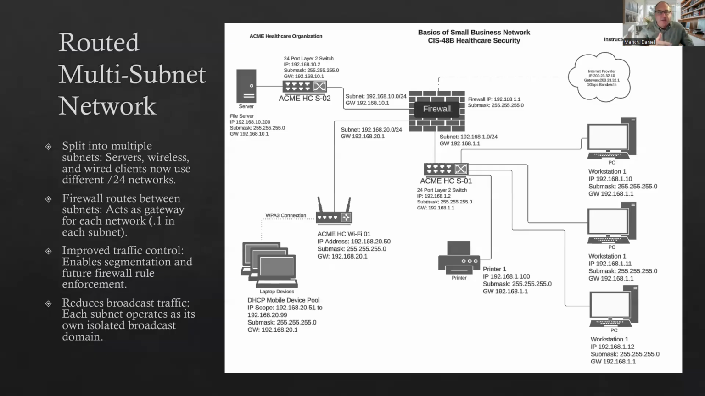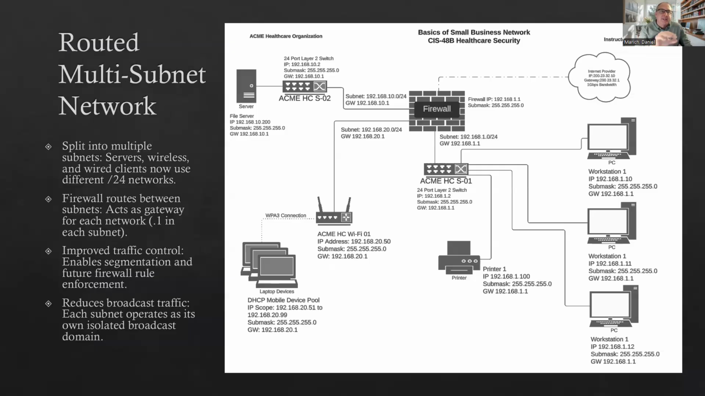In this case, I've got a file server where we get extra files. Maybe we're backing up to this file server, whatever might be the case. But this file server reflects the new subnet. So this subnet is set up on 192.168.10.0/24. And the gateway is .10.1.